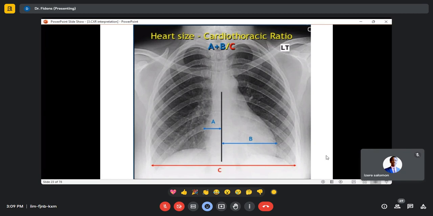Because children don't do deep inspiration, they are not able to do deep inspiration, number one. Number two, in most cases for them it's the nappy view. That's the reason why for young children who cannot make a deep inspiration and to whom they have done a nappy chest X-ray, it is acceptable to measure the cardiothoracic ratio, and the normal one can go up to 0.6. Okay.